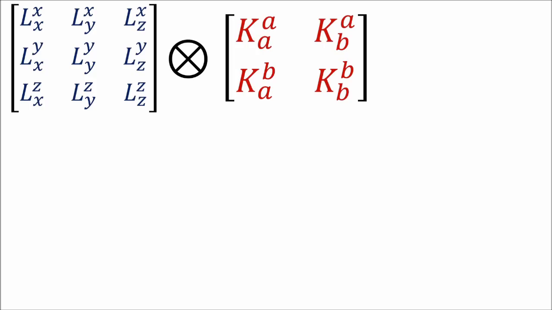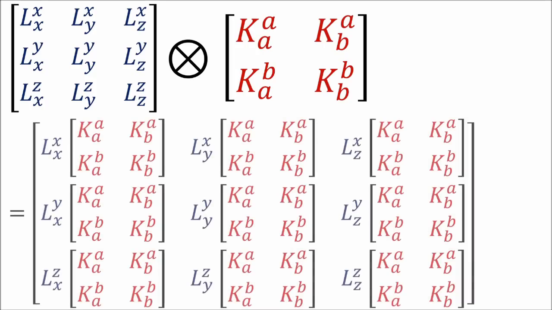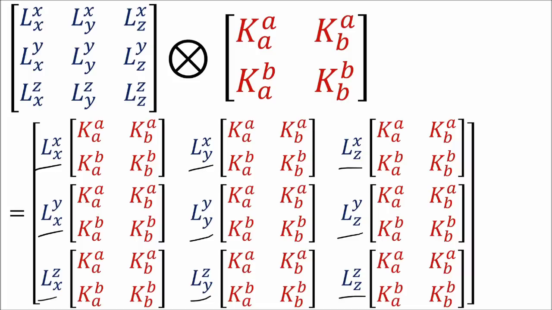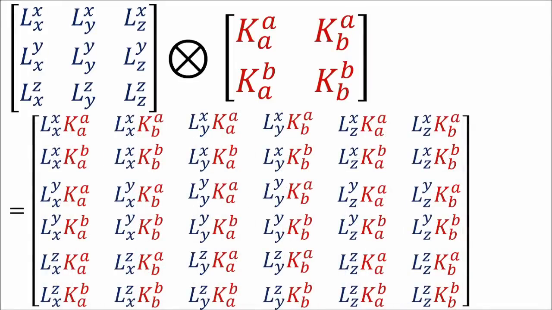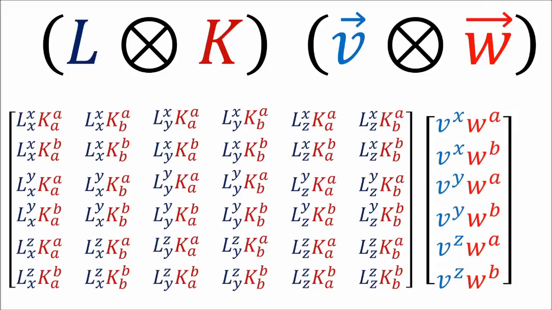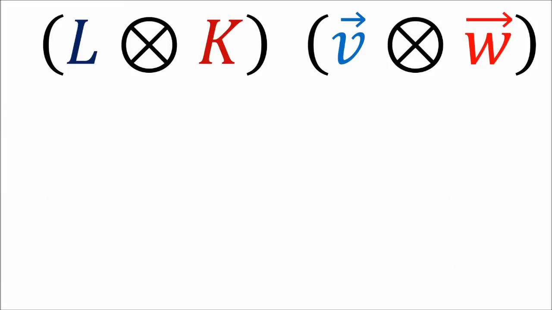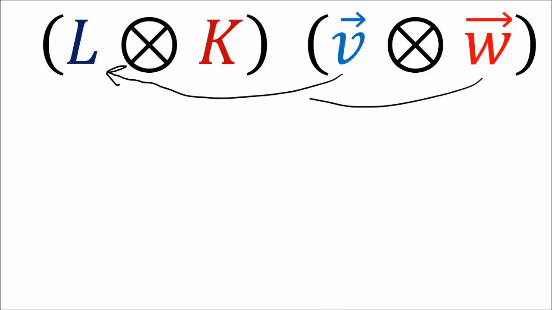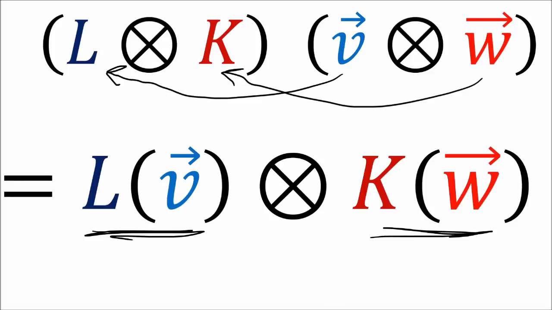Similarly, for the tensor product of matrices L and K, we can multiply each component of L in the 3x3 matrix by an entire copy of the 2x2 matrix K. The result is a 6x6 matrix that can operate on our 6-component column. The resulting component multiplications end up being the same as the column-row version we showed earlier. More abstractly, if we see the tensor product of L and K act on the tensor product of V and W, we can pass V to L and pass W to K to get our result.